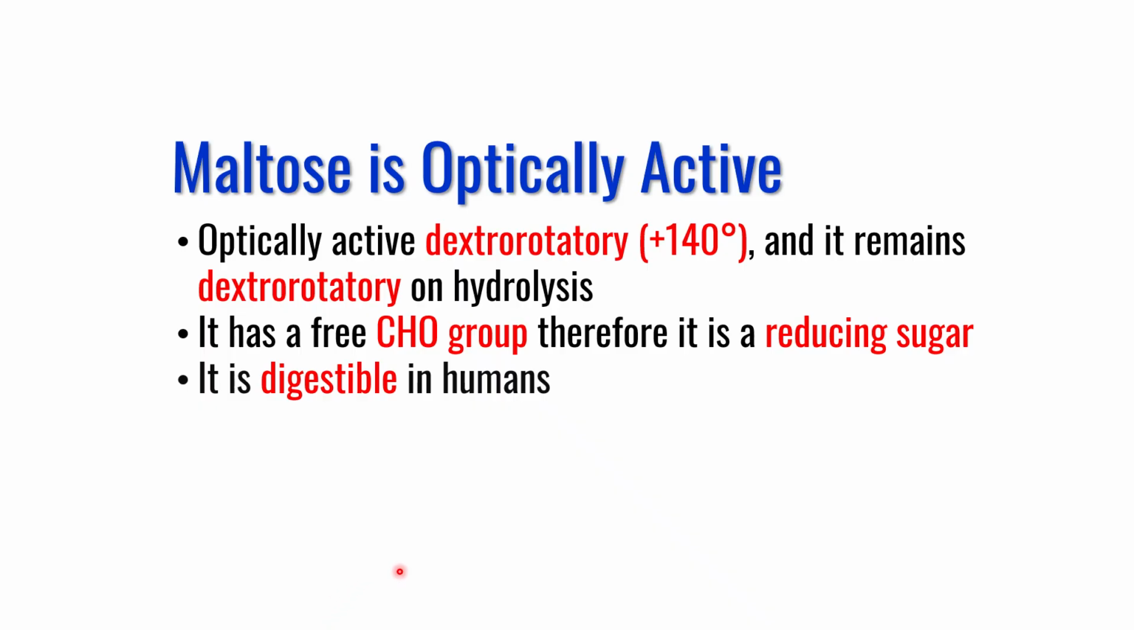Maltose is optically active because it has chiral centers. It rotates the plane of polarized light clockwise, producing an angle of 140 degree. It is dextrorotatory therefore, and it remains so on hydrolysis into its constituent units. It has a free aldehyde group, therefore it is a reducing sugar as well. It is digestible in humans, and it serves as a source of energy.